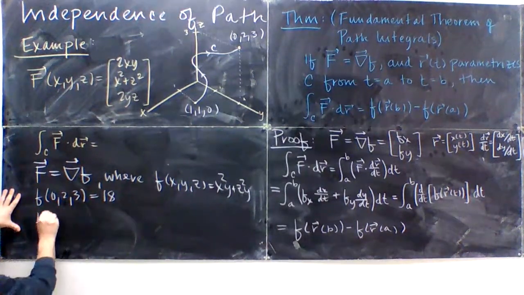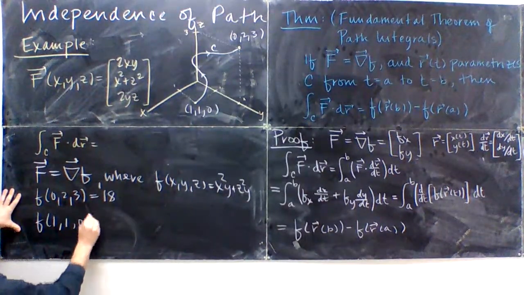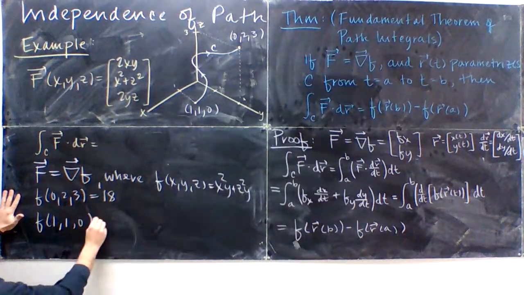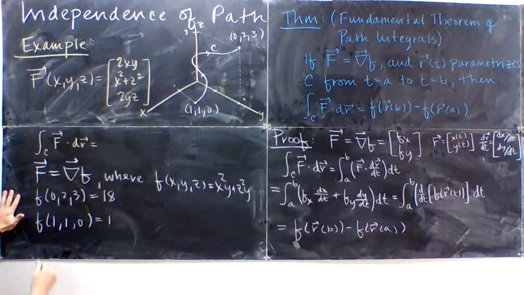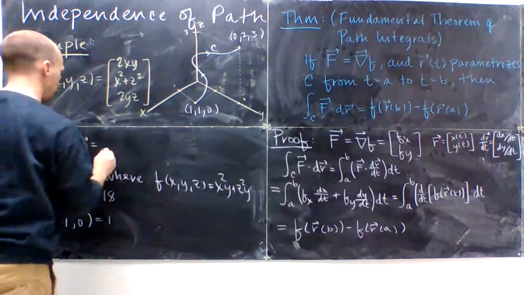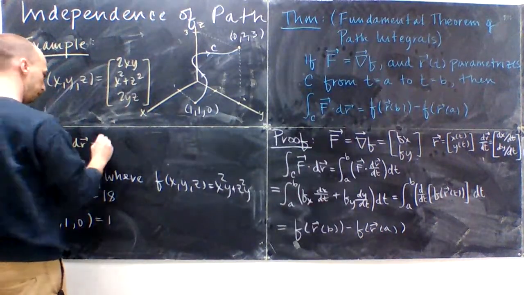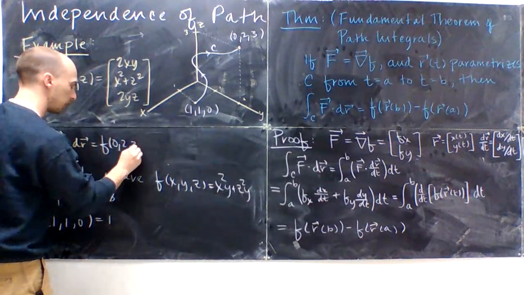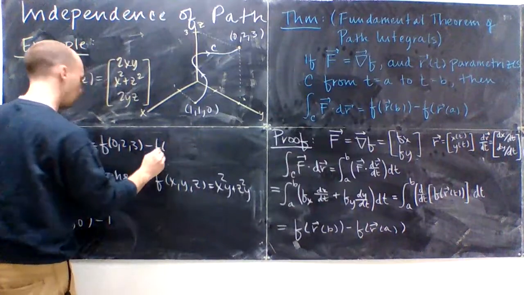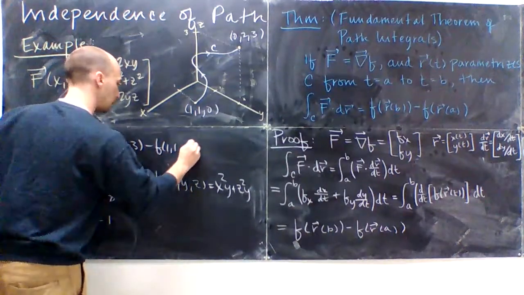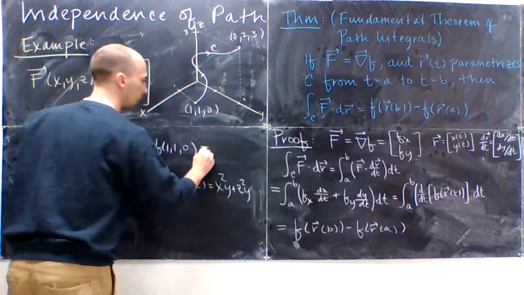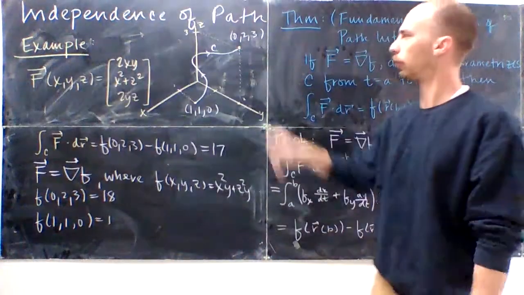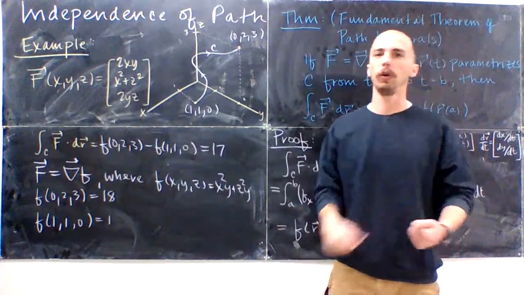And then f of 1, 1, 0. This is where z is 0, so that second term is going to be 0, and x squared y is going to be 1. I will conclude that this is equal to f of 0, 2, 3 minus f of 1, 1, 0, which is looking like 18 minus 1 to me, so that's going to be 17. That was much easier than getting a parametrization for the curve, running it through the whole integral and everything, all that good stuff.